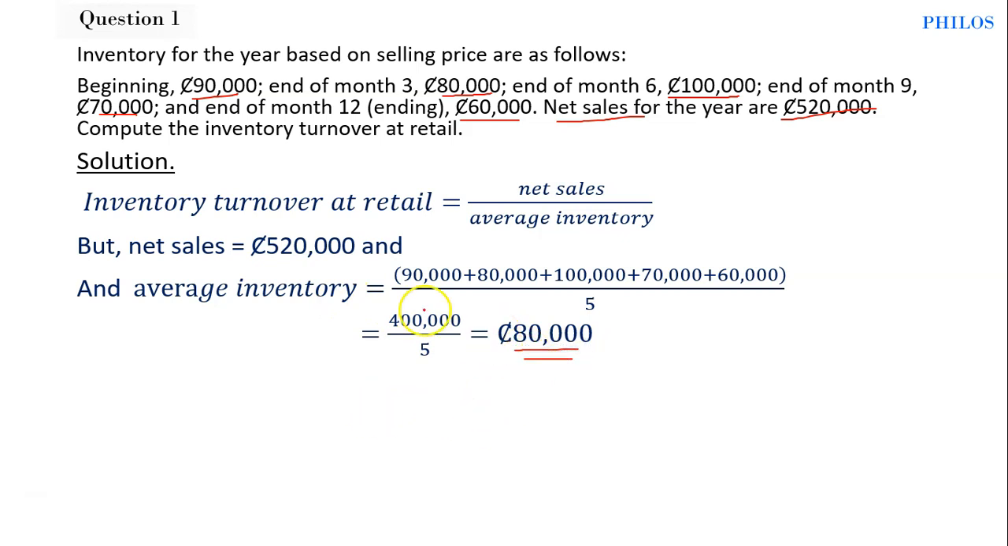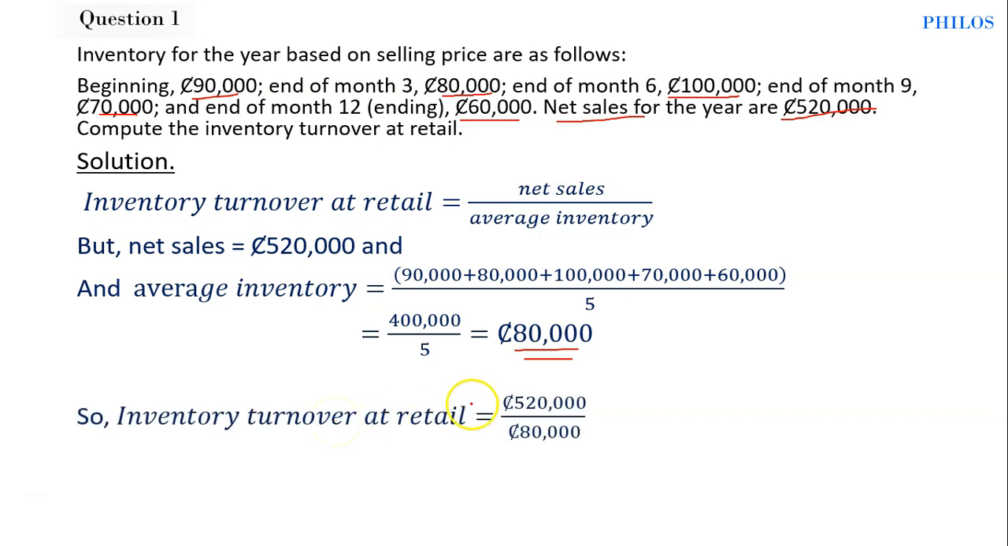Okay. So after getting the average inventory and knowing the net sales, we can now find the inventory turnover at retail. So now let's do the substitution to get the inventory turnover at retail. So we have 520,000, which is the net sales, divided by the average inventory, which is the 80,000. This cedis cancels this cedis.